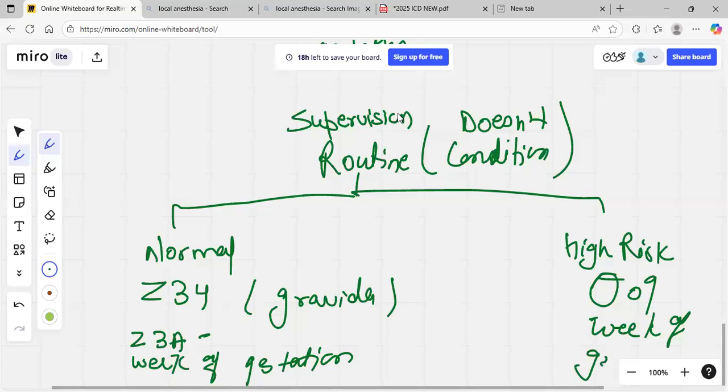So whenever a patient is coming for the supervision, you have to make sure that you code it correctly. You have to first determine whether it's a normal pregnancy or a high risk pregnancy. If it is a normal pregnancy, you have to use Z34. If it is a high risk pregnancy, you have to use O09. With both of them, you have to code week of gestation at the second position. Now let's move further. Any questions so far?